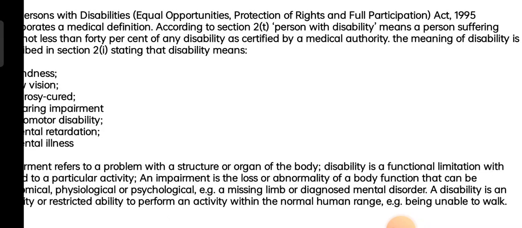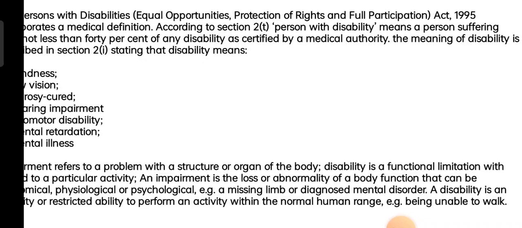First, I'll give an example for impairment. An impairment is a loss or abnormality of a body function, which can be anatomical, physiological, or psychological. They lost their function. For example, missing a limb, either the upper limb or the lower limb, or else being diagnosed with a mental disorder. Many mental disorders are there.